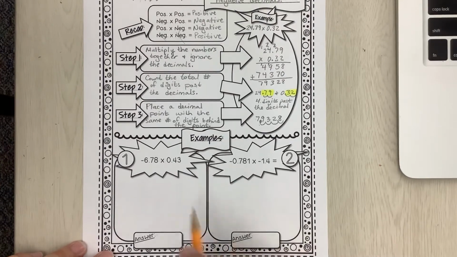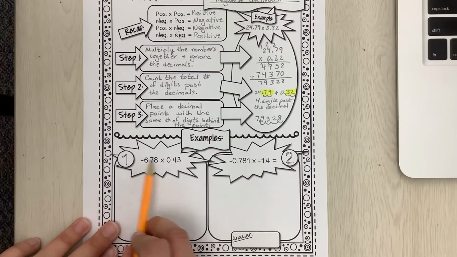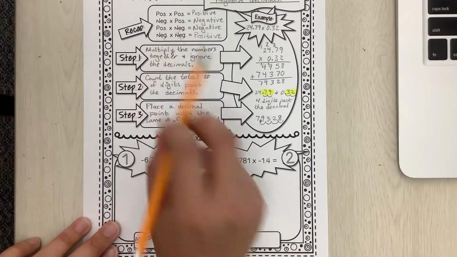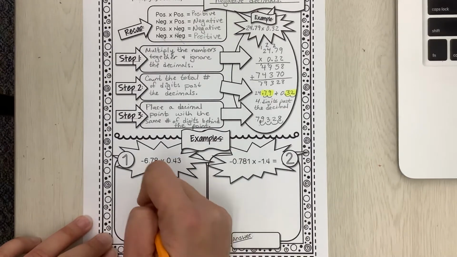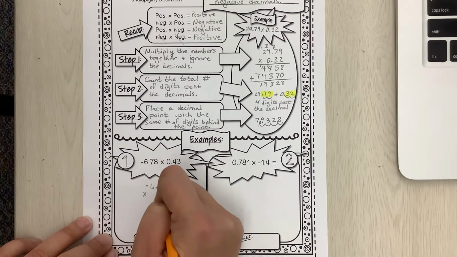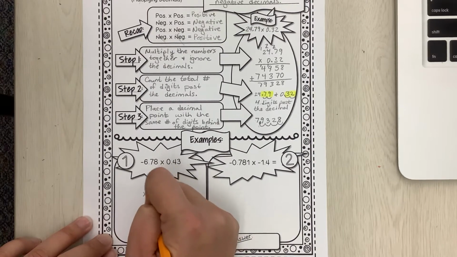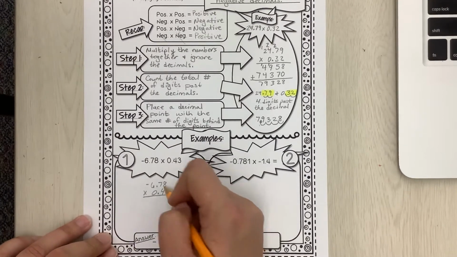Okay, so the first thing we're going to do is line it up and multiply. Now a negative times a positive is going to be negative, so I'm going to go ahead and just put my negative down there right now to help me remember. Negative 6.78 times 0.43. Okay, 3 times 8 is 24.